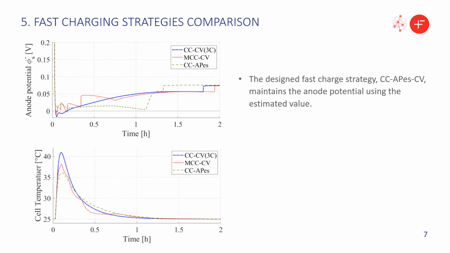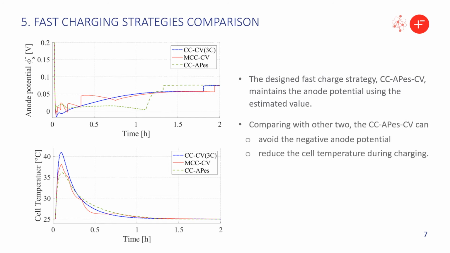In addition, the cell temperature is also simulated in the result. Comparing with the other two methods, the CCAPES-CV has avoided the negative anode potential and reduced the cell temperature during the charge. And also, it reduced the charge time, which only needs 80 minutes to fully charge the cell.